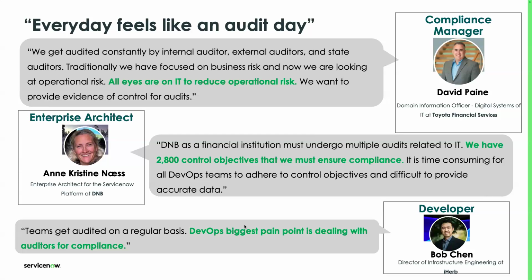And the other customers we've had over the years, such as DMV, is a great example. They undergo multiple audits a year. They have 2,800 control objectives. They must ensure compliance. And each one of those control objectives can have hundreds of controls, specific things that have to be checked. So the numbers are astronomical when you look at it across a whole organization.